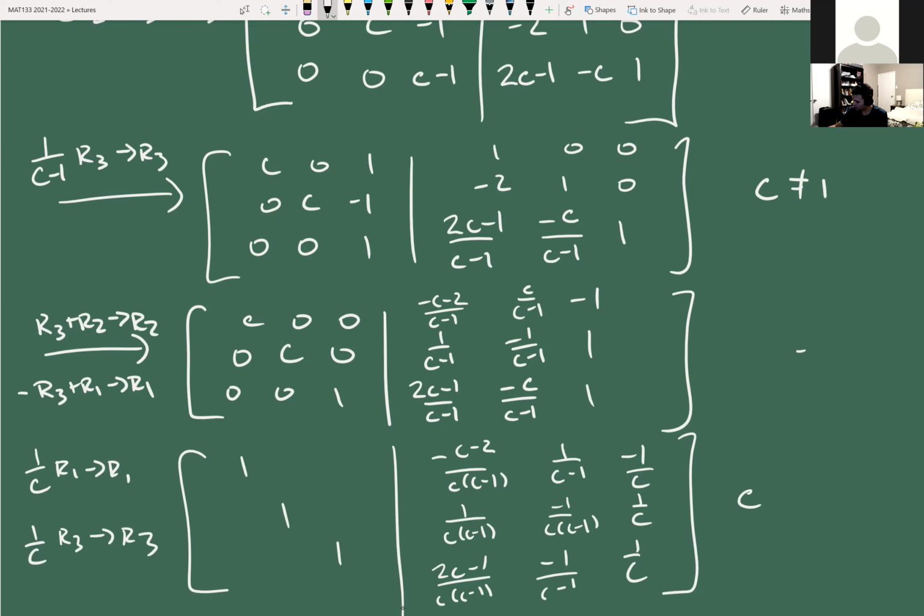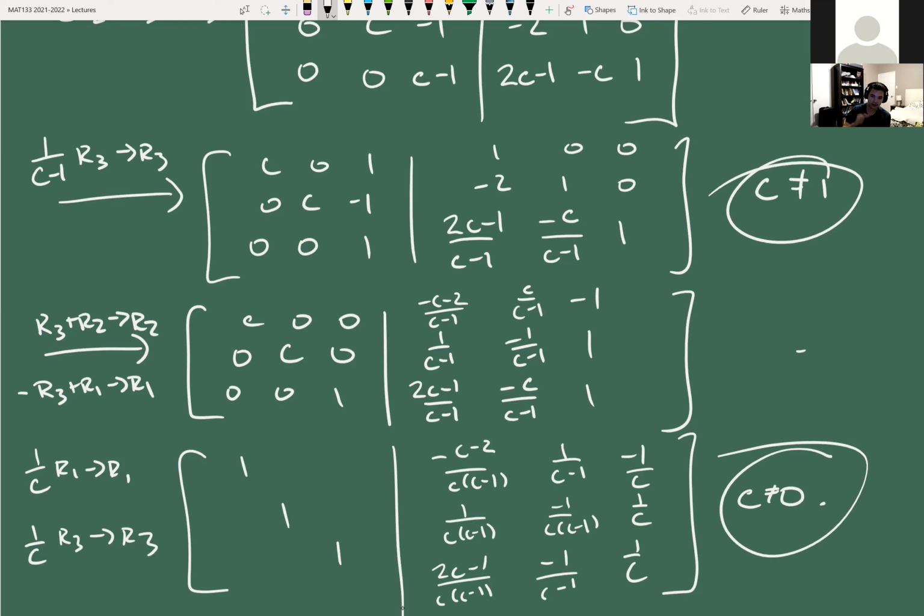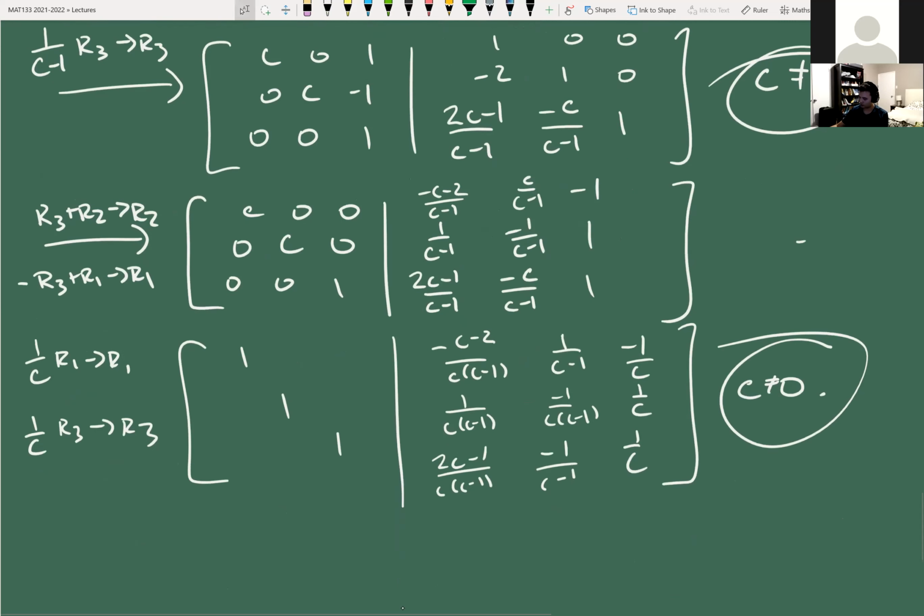Okay, so c also can't be equal to 0. So it's invertible for any of these two numbers. And if you give me any number c, that is the inverse. This is the inverse matrix right here.